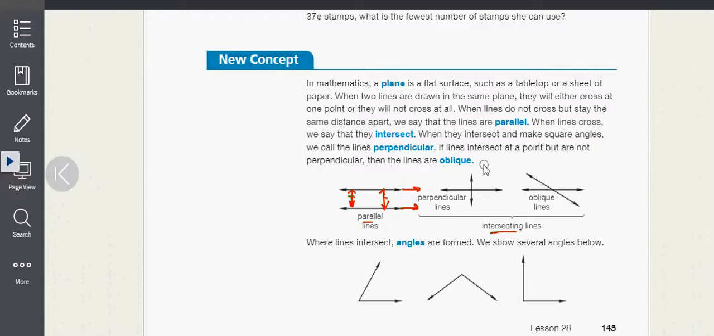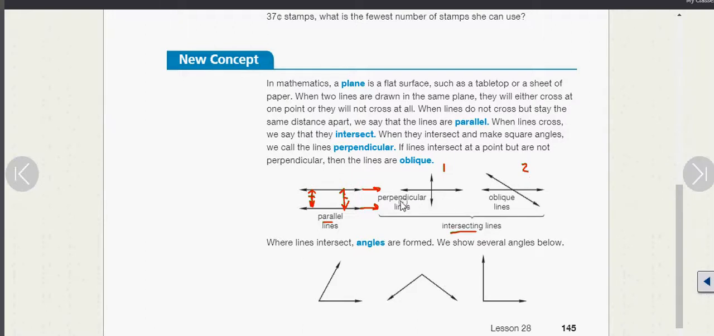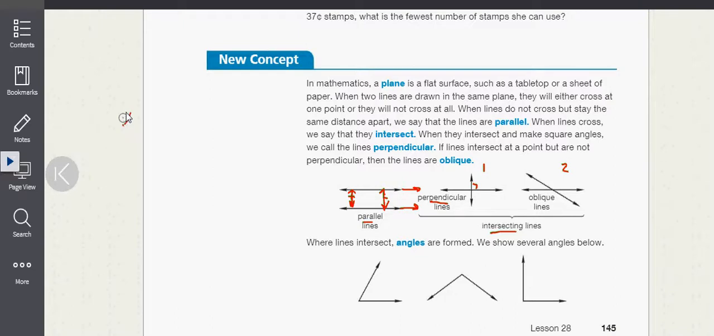If it's intersecting, it could be one of these two situations, either perpendicular at a square angle, 90 degrees. So in your notes, you're writing perpendicular, and maybe you're drawing it out, intersecting lines with this box here, 90 degrees, right? Right angle.